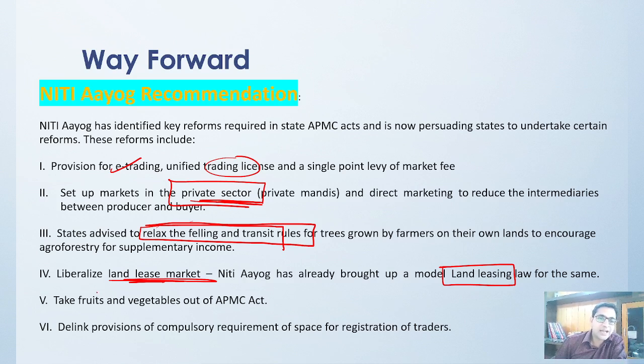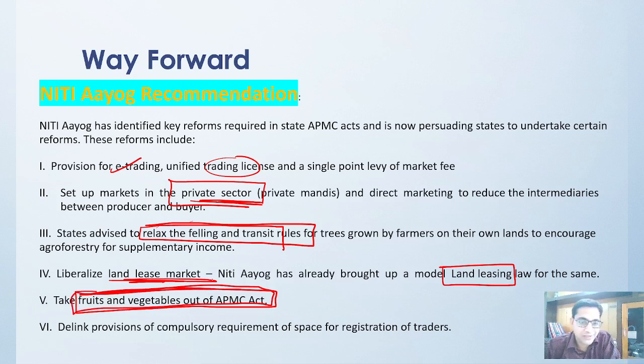Then they said to take fruits and vegetables out of the APMC Act, okay, outside the APMC Act, so that they can be sold in a free way. And then they wanted to de-link the provision of compulsory requirement of space and registration of the trader. Anybody can become a trader only by adhering to certain rules and regulations. This is what the Niti Aayog recommendations were.